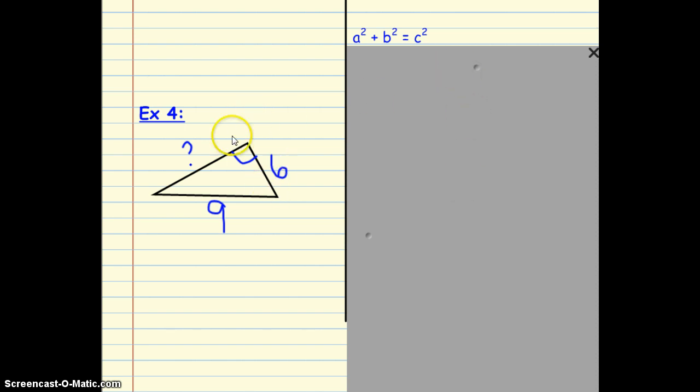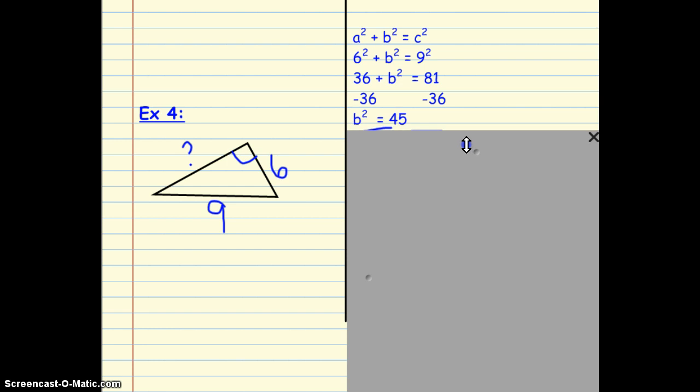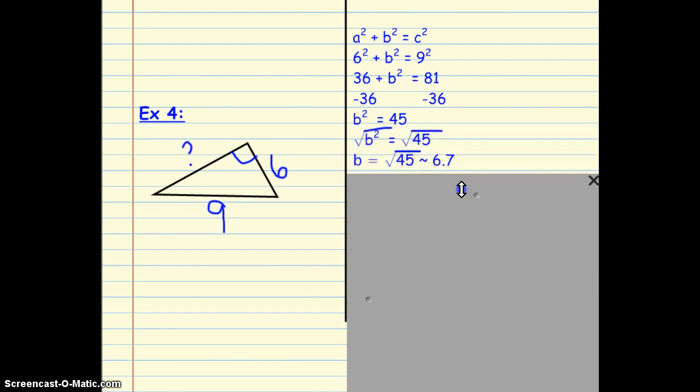Alright, 6 is your short side, length A. 9 is the hypotenuse because it's across from the right angle. So you should have set it up as 6 squared plus B squared equals 9 squared. Then you do the math, 36 plus B squared equals 81. Get the B squared by itself, so subtract 36 from both sides. B squared equals 45. Taking the square root of both sides, you can either leave your answer most exact as square root of 45, which equals about 6.7. Making sense, 6.7 is between 6 and 9.